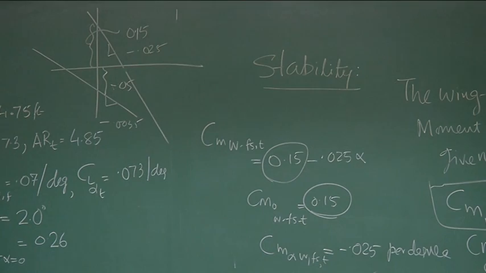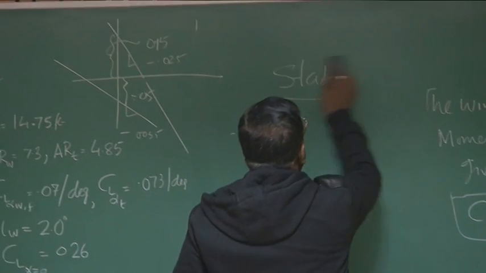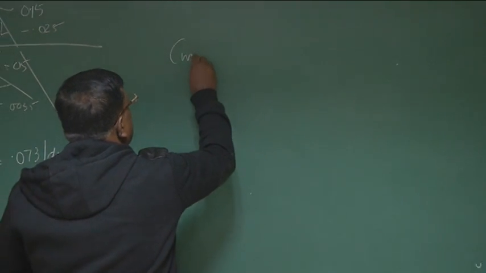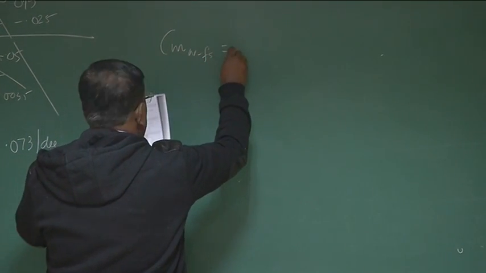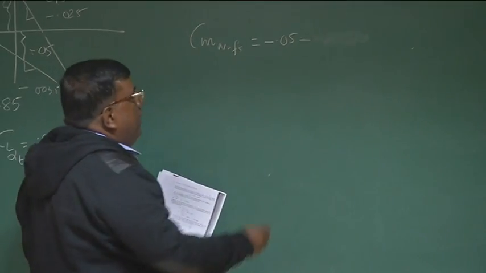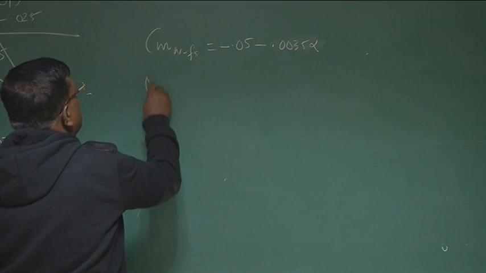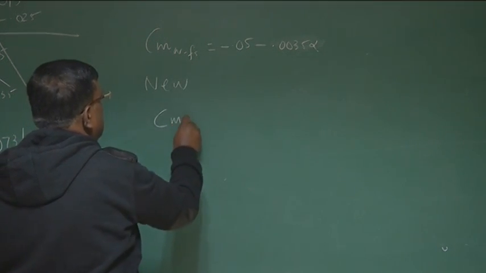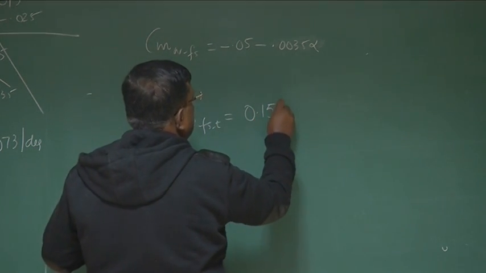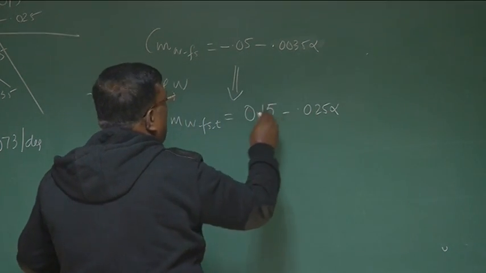So let me repeat again, in a very small but crisp manner. What is the final problem to us? It was given that Cm wing fuselage was minus 0.05 minus 0.0035 alpha. The new, what I want, Cm wing fuselage and tail to be 0.15 minus 0.025 alpha. So this is the problem. How can this be done?